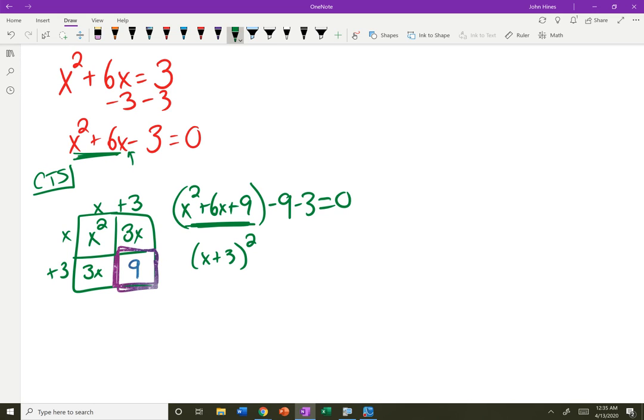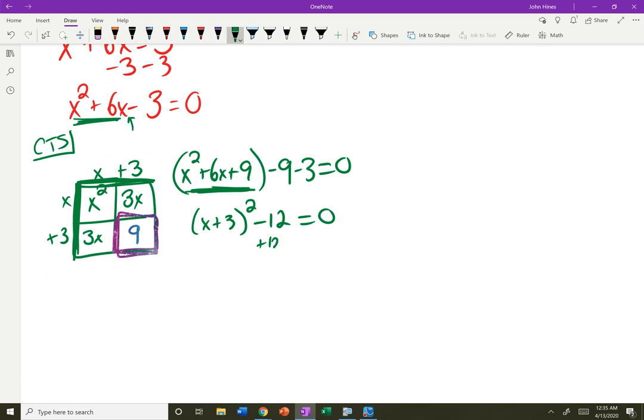How did I factor this real fast? Well, look at the box we already made. X plus 3 times x plus 3 is x plus 3 squared. Minus 12 equals 0. So that's step 1. That was using completing the square. Now I'm going to use inverse operations to get x by itself. So I'm going to add the 12 over.